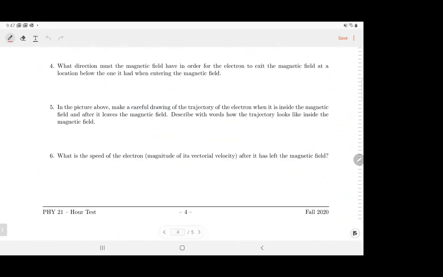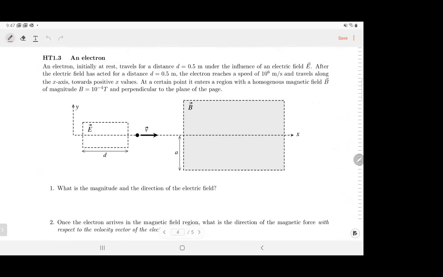And number three. An electron moving in the electric field and then entering a magnetic field. Okay, this is a good question. First one, the electric field accelerates the electron from velocity equal to 0 to velocity equal to 10^6 meter per second. So here, velocity is 0. Here, velocity is 10^6. So the electric field accelerates the electron, and the electron has a negative sign. So what's the magnitude and the direction of the electric field?